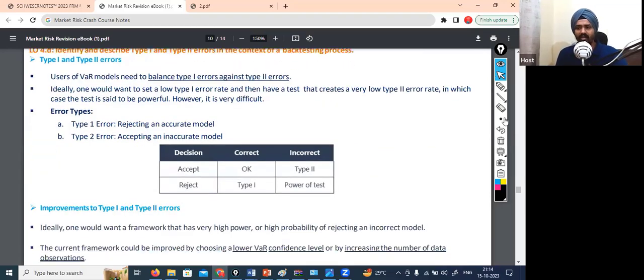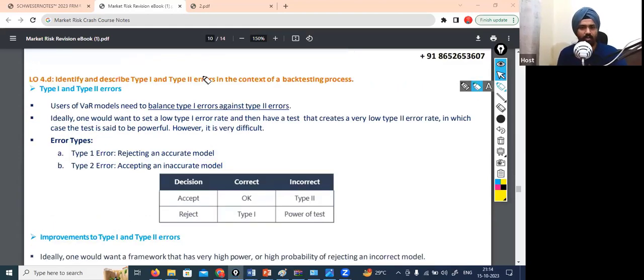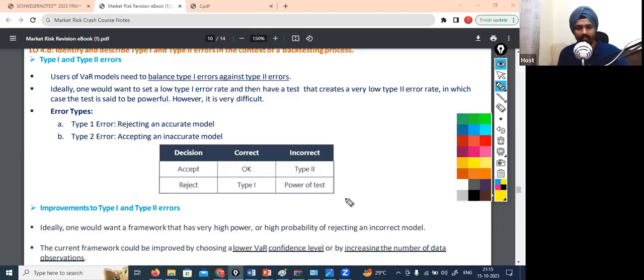All right, understanding type 1 and type 2 error. I think most of the people are confused with type 1 and type 2 errors in the context of the backtesting process. I think this will help you understand what we are talking about in a much more visually appealing way. Users of VaR need to balance type 1 against type 2 errors. Ideally, one would want a low type 1 error and a test that creates a very low type 2 error rate as well. What is type 1 and type 2 error? Let's spend 5 minutes on this.